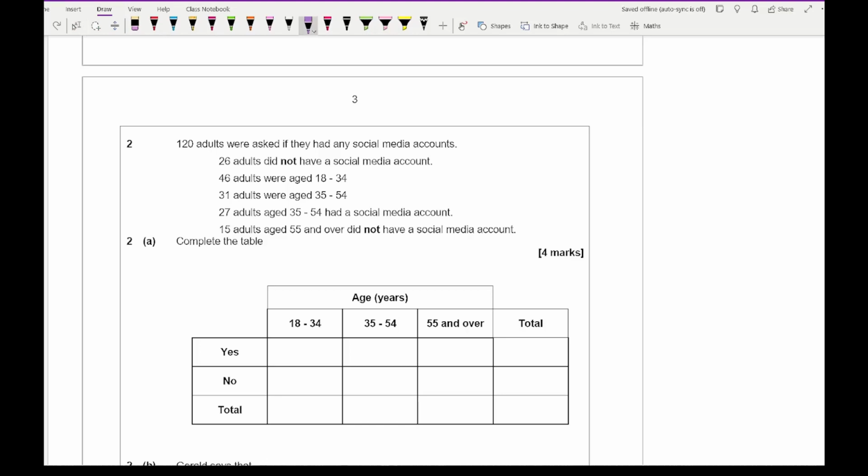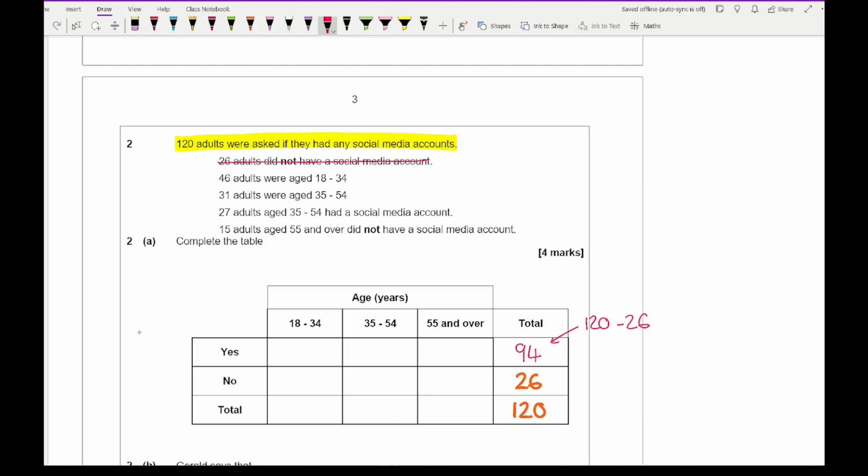Well, let's first of all start by completing the information that we've been given in generally the order that's been stated. So we know that there are 120 adults altogether, so that means that the grand total is going to be 120. Now, it says 26 adults did not have a social media account, so this number here must be 26, and therefore I can fill out the total that said yes. So that's going to be 120 minus 26, which is 94. So then that's that one done.